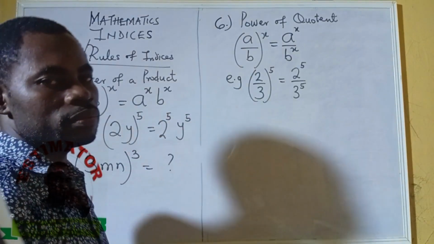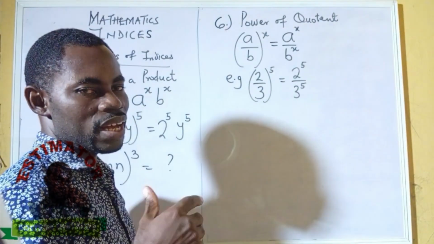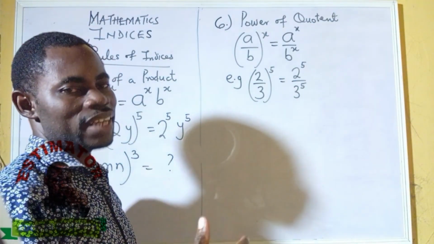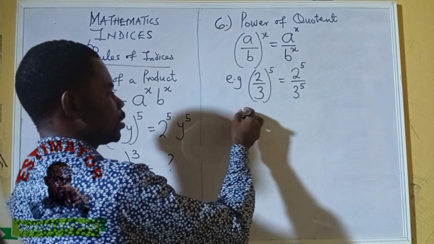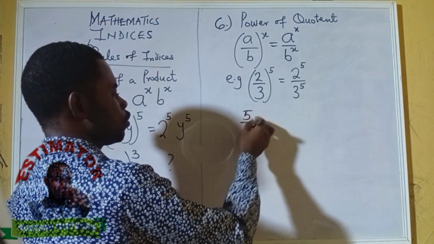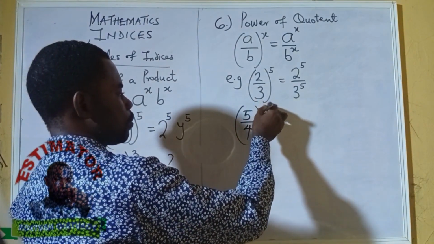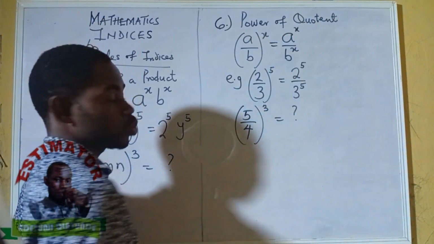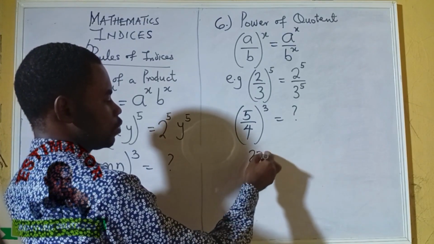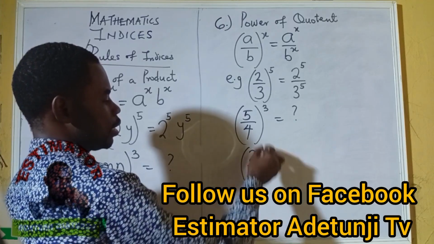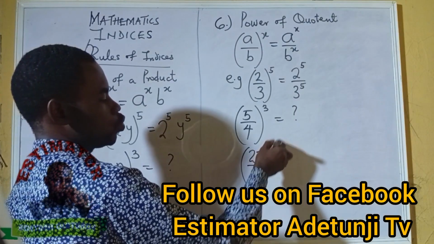Now your own. I'll make it interesting. I'll give you 2 problems, and I want to see how you can bring something special for me. All right, so what am I saying? If I have 5 over 4 exponential 3, what will be the answer? That's the first one. The second one is 27 over 8 exponential 2 over 3.